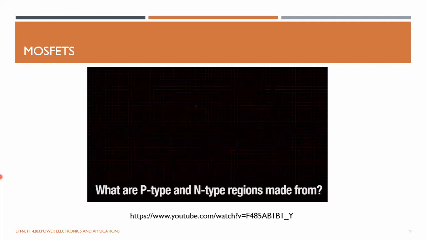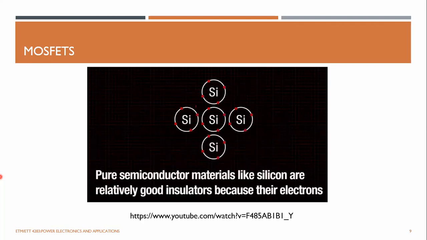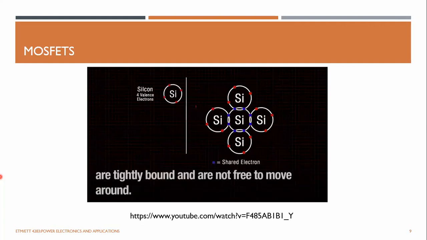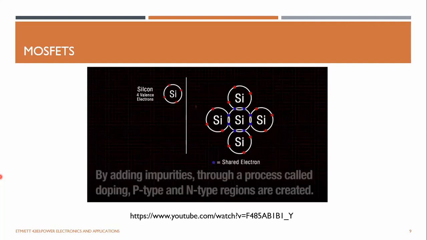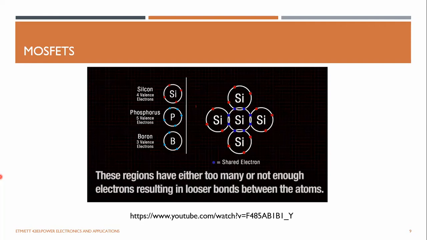But what are P-type and N-type regions made from? Pure semiconductor materials like silicon are relatively good insulators because their electrons are tightly bound and are not free to move around. By adding impurities through a process called doping, P-type and N-type regions are created. These regions either have too many or not enough electrons, resulting in looser bonds between the atoms.